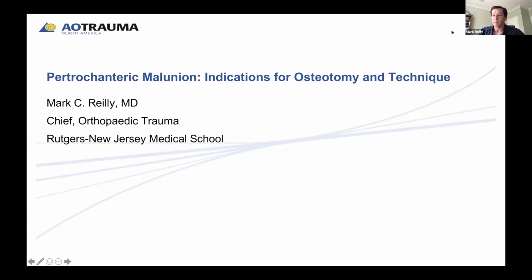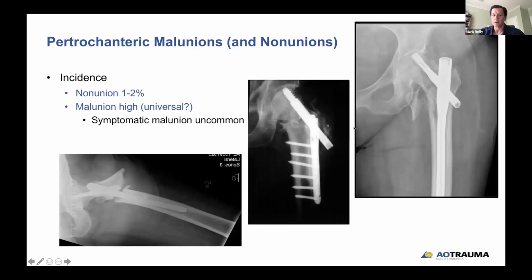For trauma surgeons, you will certainly be faced with dealing with femoral neck nonunions and malunions. I'm asked to speak on pertrochanteric malunions and nonunions, which does pose some differences for sure to the femoral neck. For one thing, they're quite uncommon. Nonunions of the intertrochanteric femur are estimated to be only about 1% to 2%, and the ones that don't heal are oftentimes neglected or infected as a complication.